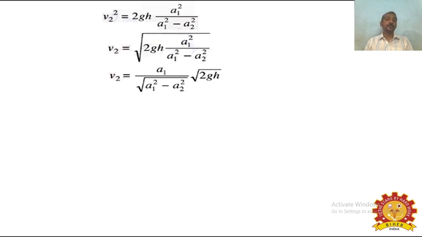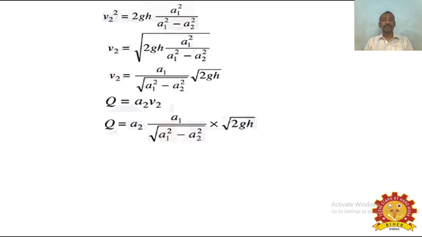Now I have to substitute that value in the continuity equation. So Q is equal to A2 into V2. Now I have to write Q is equal to A2 into A1 divided by root of A1 square minus A2 square into root of 2GH. Next step, I write directly Q is equal to A1 into A2 divided by root of A1 square minus A2 square into root of 2GH. Now I change that: Q is equal to root of 2GH into A1 A2 divided by root of A1 square minus A2 square.